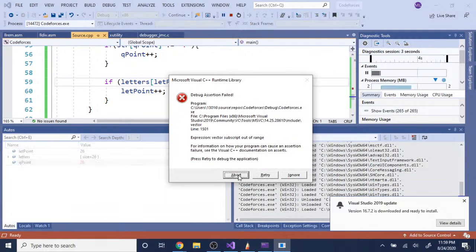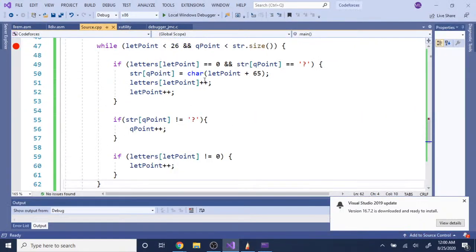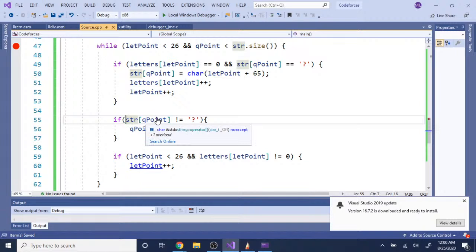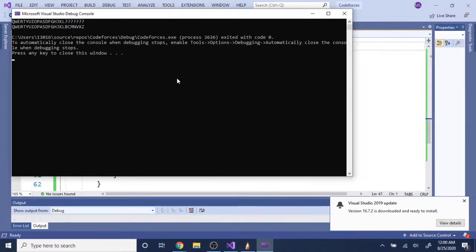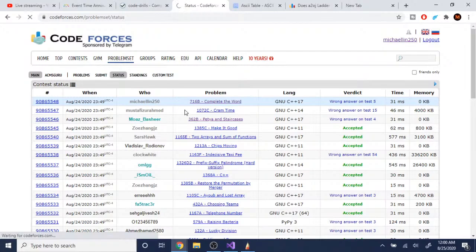Okay, so now at this point, did the letter pointer go past? Yeah, so we have to check if letter pointer is less than 26 and this. So at a point, letter pointer went past. We also have to check if key pointer is less than the size. Okay, so it actually did replace it, and now let's just submit it.